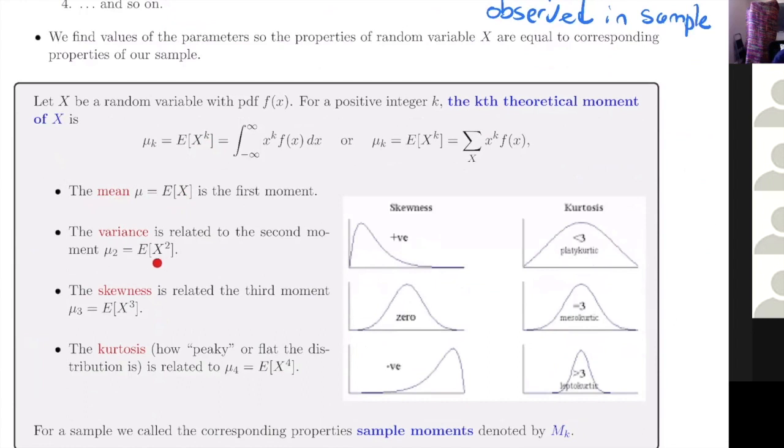The second moment is the expected value of x squared. And that's related, not equal, but related to the variance, since we know that the variance of x is equal to E[x squared] minus (E[x]) squared. We proved that earlier in the semester. So once I know the first moment and the second moment, we can find the variance. And the same goes for higher moments. The third moment is related to the skewness.